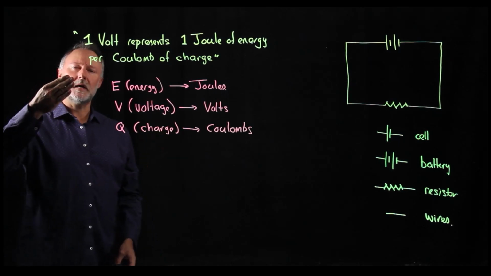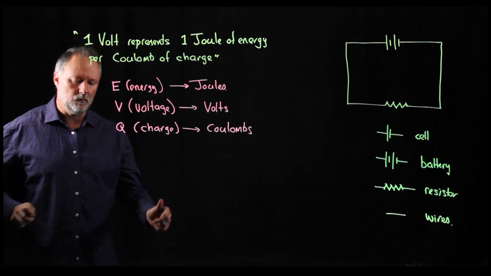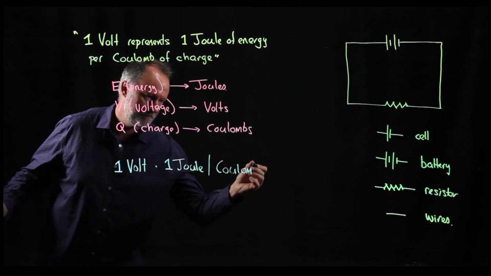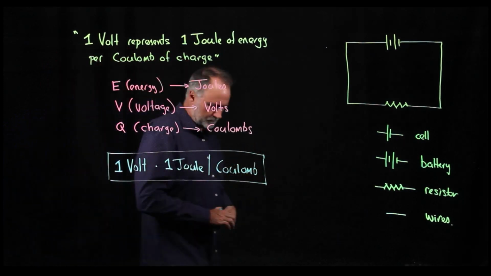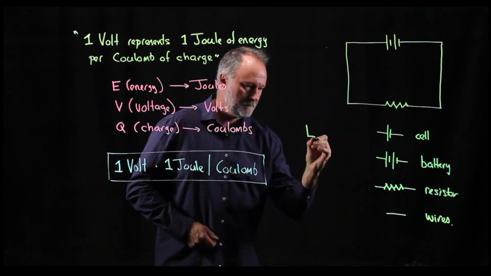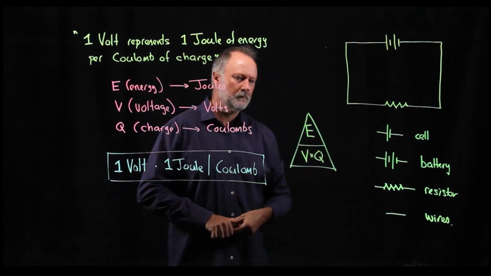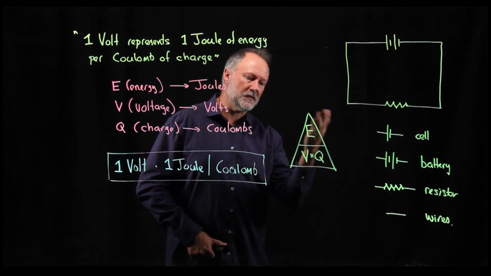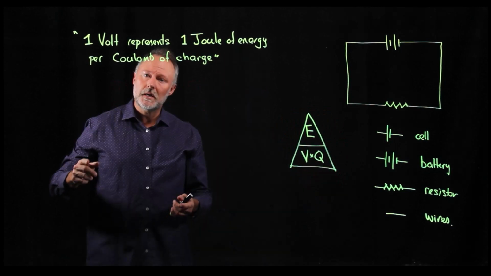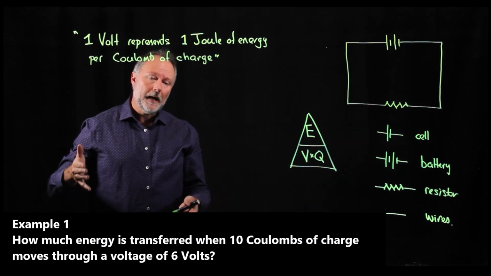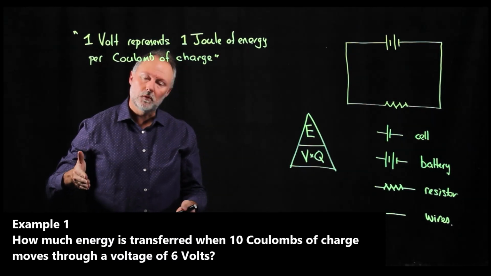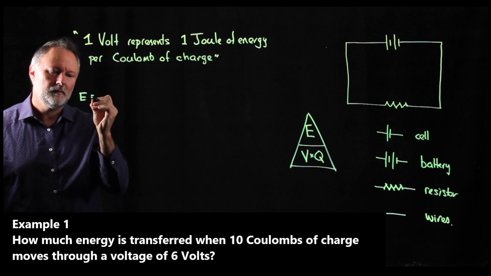We can express this statement in a more concise mathematical way. So we have 1 volt is equal to 1 joule per coulomb. Or as a physics triangle, E is equal to V times Q. So in example 1, we're asked the following. How much energy is transferred when 10 coulombs of charge moves through a voltage of 6 volts?